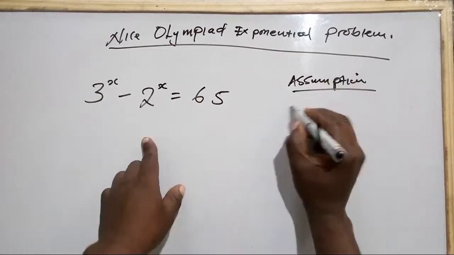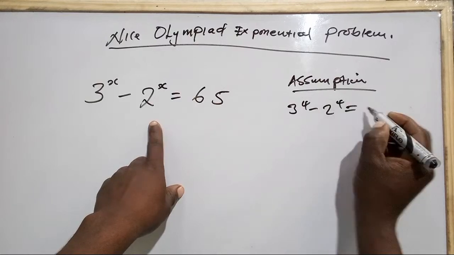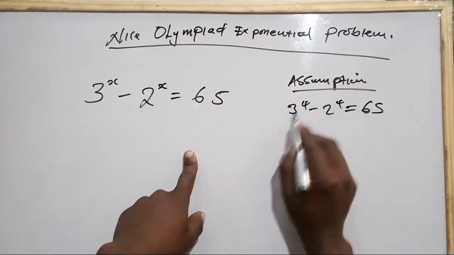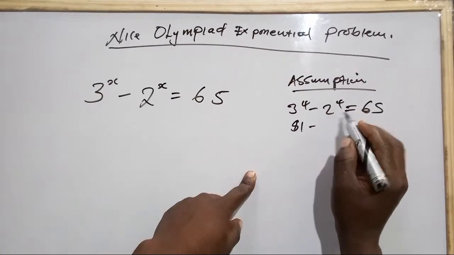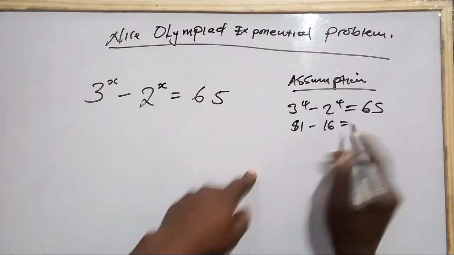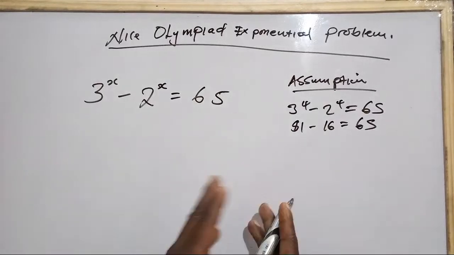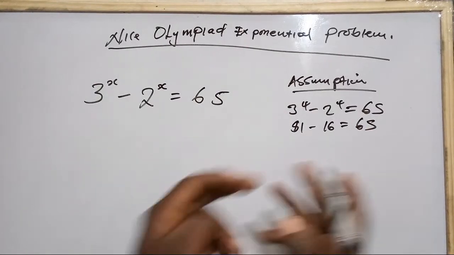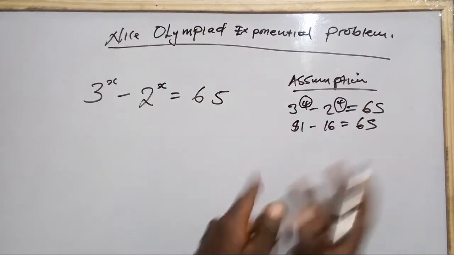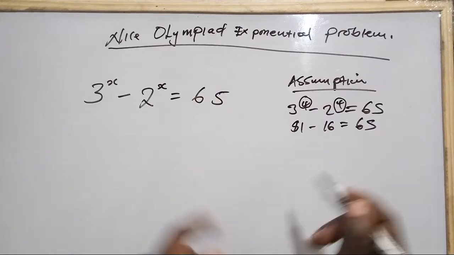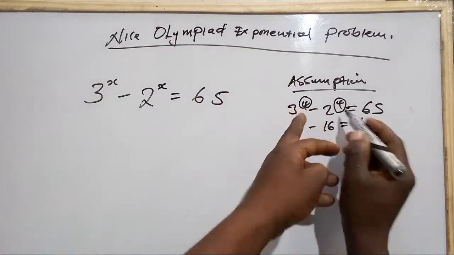By assumption, we can say 3 power 4 minus 2 power 4 should equal 65, right? Then 3 to the power 4 is 81, minus 2 to the power 4, which is 16. When you subtract 81 minus 16, it is 65. But for today's video, we are not here for assumption. We have to find how we can find this 4, which we just introduced for trial and error. So now let's see how we can find this 4.